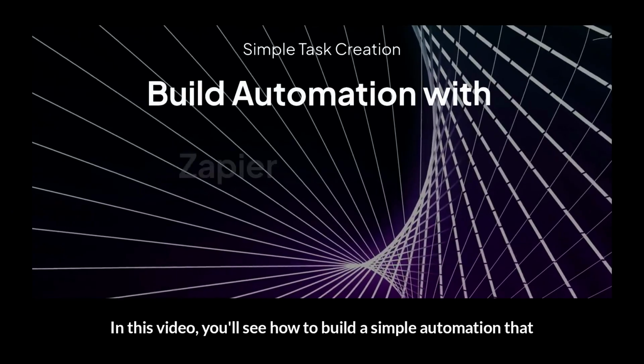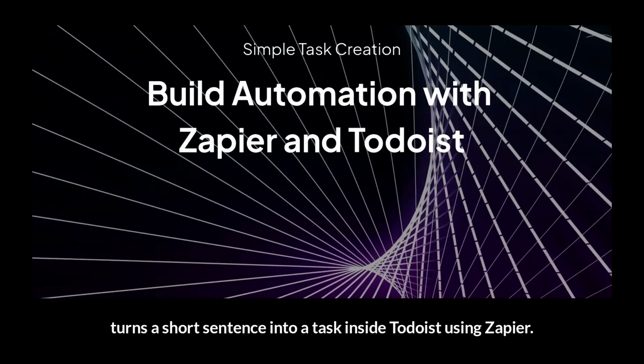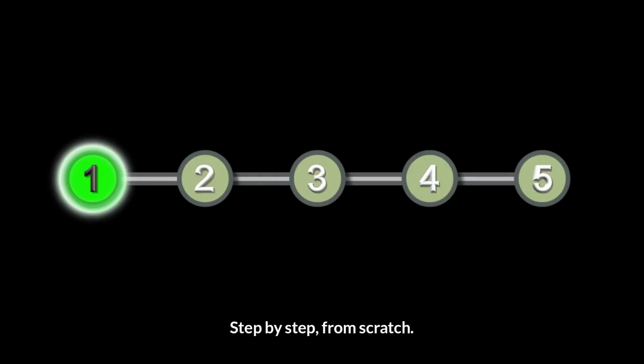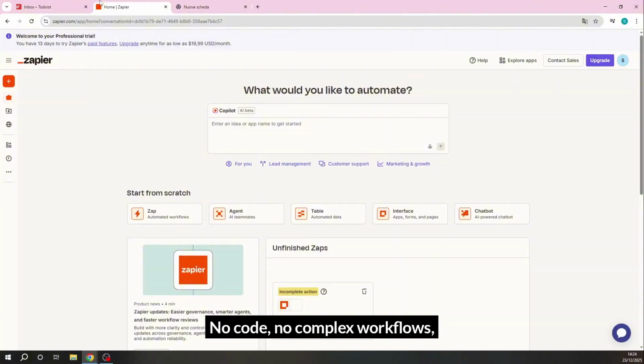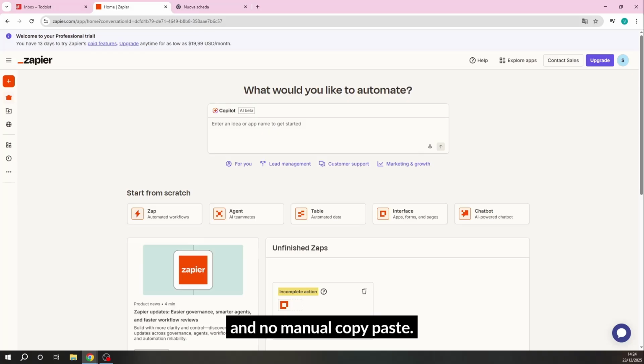In this video, you'll see how to build a simple automation that turns a short sentence into a task inside Todoist using Zapier. Step by step, from scratch. No code. No complex workflows. And no manual copy-paste.